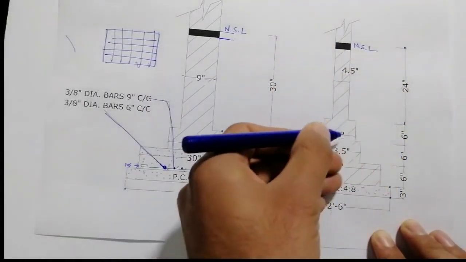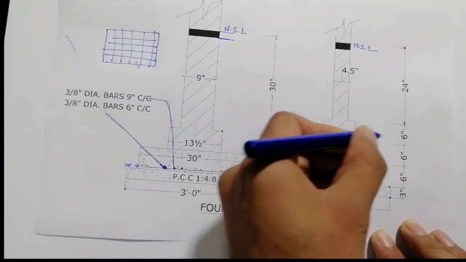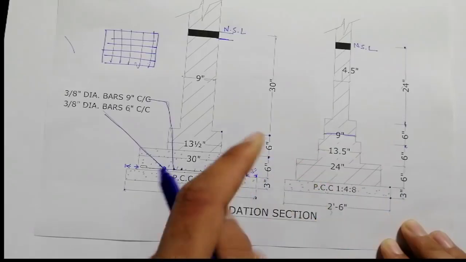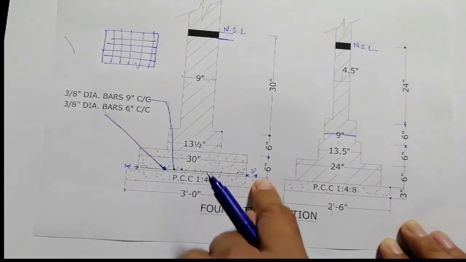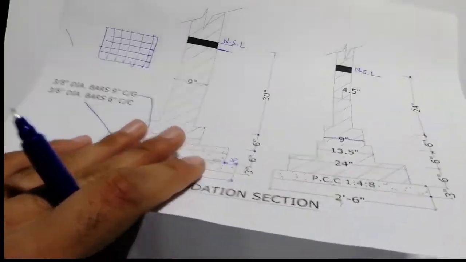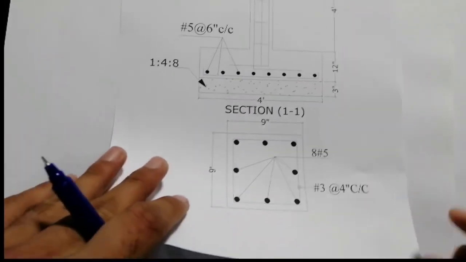And here 9 inches, width is also depth 6 inches, it's also 6 inches, this is also 6 inches, same like this one. Okay, so this is the foundation section. Now we have the second drawing for column footing.